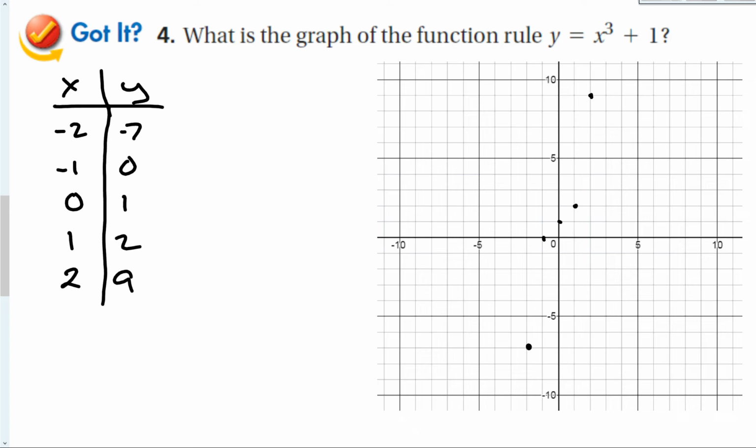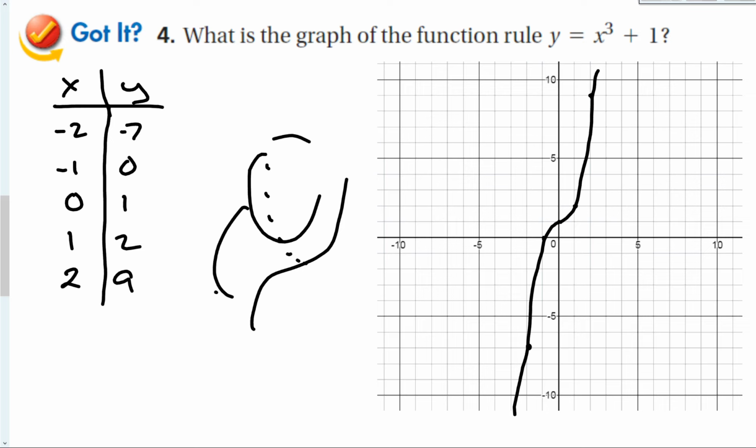Okay, so I get a graph that looks a little different, and what my cubic functions look like is a little curve like that. Okay, most cubic functions are going to look kind of like that, which is almost like what a parabola would look like if this side was flipped over this side. Okay, and we'll talk a lot about what functions look like and what different things look like later on.